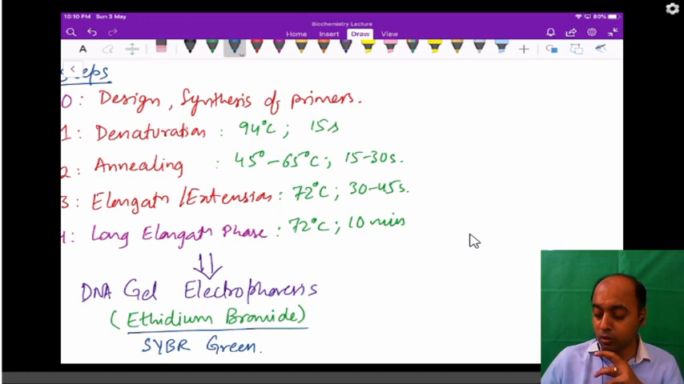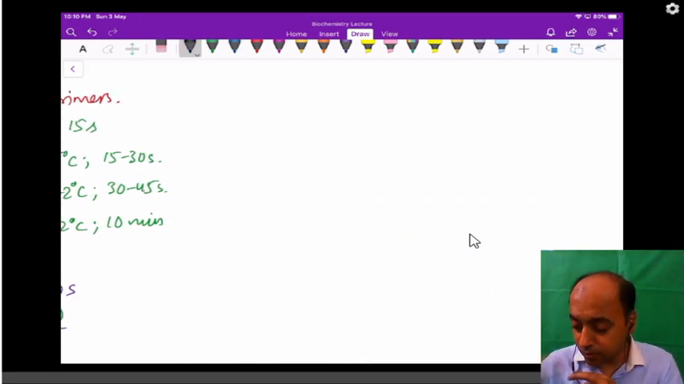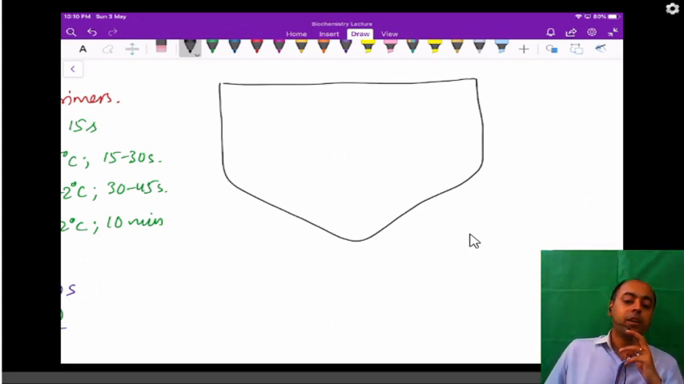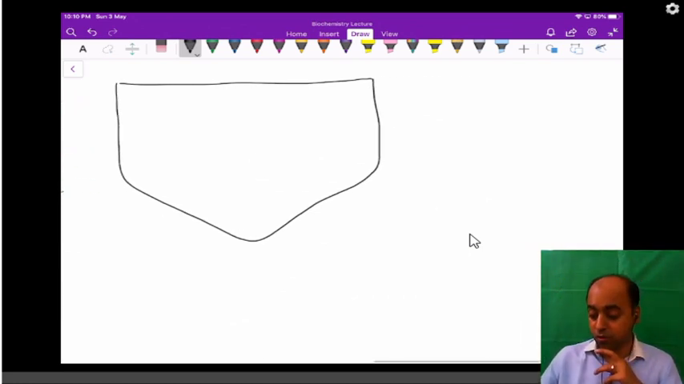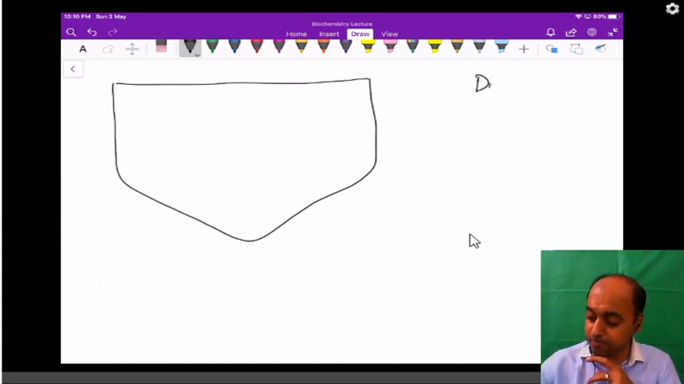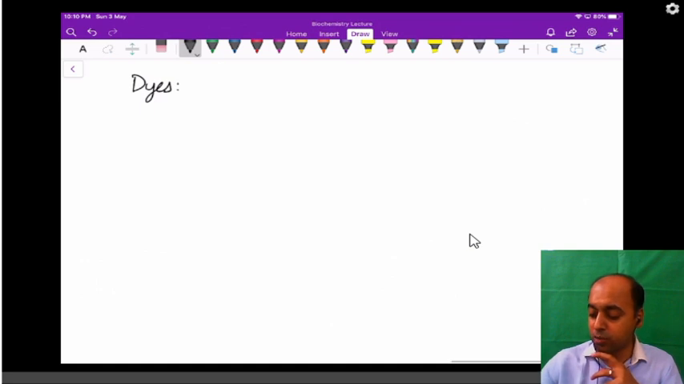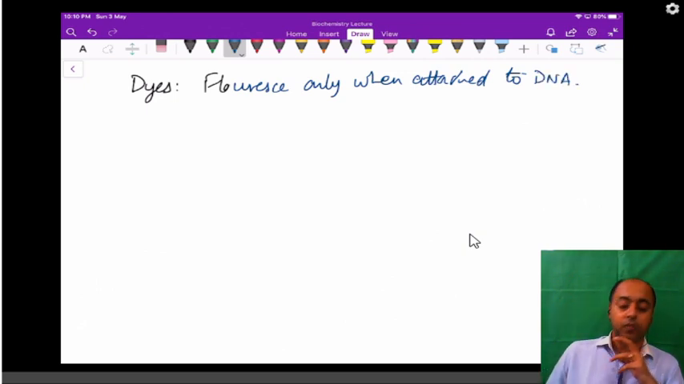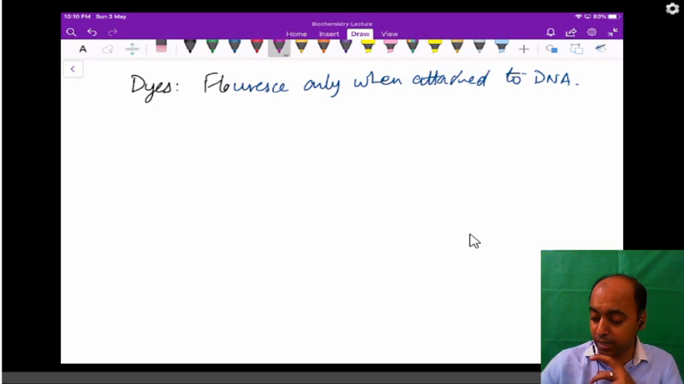What we do, to the mixture we add certain dyes. We are using special dyes. These dyes have a very unique property. They fluoresce only when attached to DNA. We are using some special dyes which fluoresce only when attached to DNA.